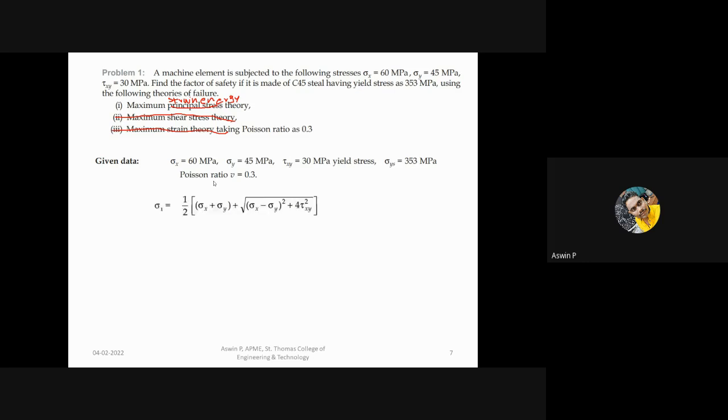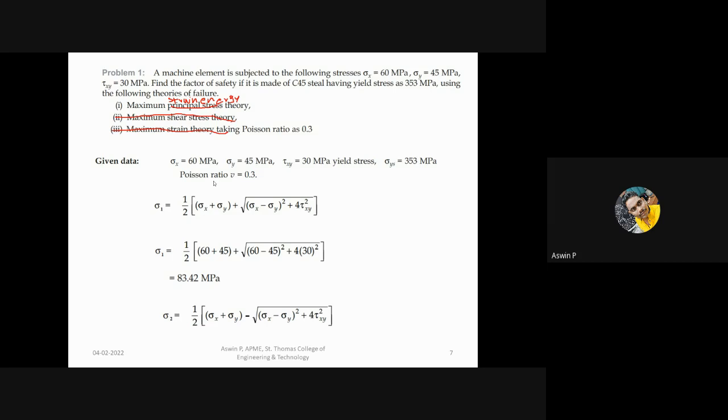After that, find out sigma 1, as we have the equation for sigma 1 as 1 by 2 into sigma x plus sigma y plus root of sigma x minus sigma y whole square plus 4 into tau xy square. Substituting the values of sigma x, sigma y and tau xy, you will get sigma 1 as 83.42. I'm not giving much importance to this part because you have all done this before.